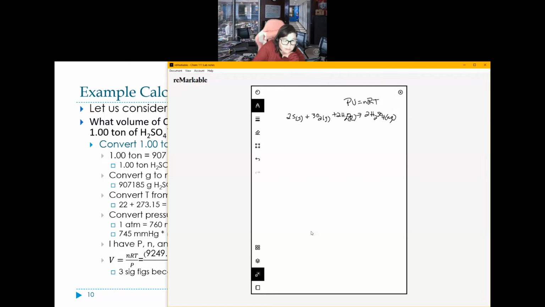I have been given a temperature, 22 degrees C, and I've been given a pressure, 745 millimeters of mercury. Now, if I don't know what those are, should I write them down? Absolutely you should, because you should look at them and go, okay, what variable does that go with? All right, that's something that we're going to need to talk about. Now, the other thing that I want to know, I want to make 1.00 tons of H2SO4, and I want to know what is the volume of O2 that's required to do that.